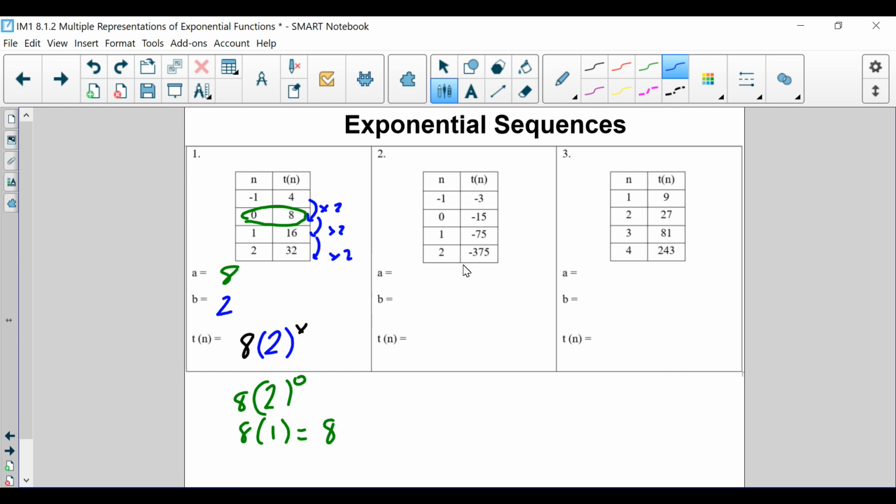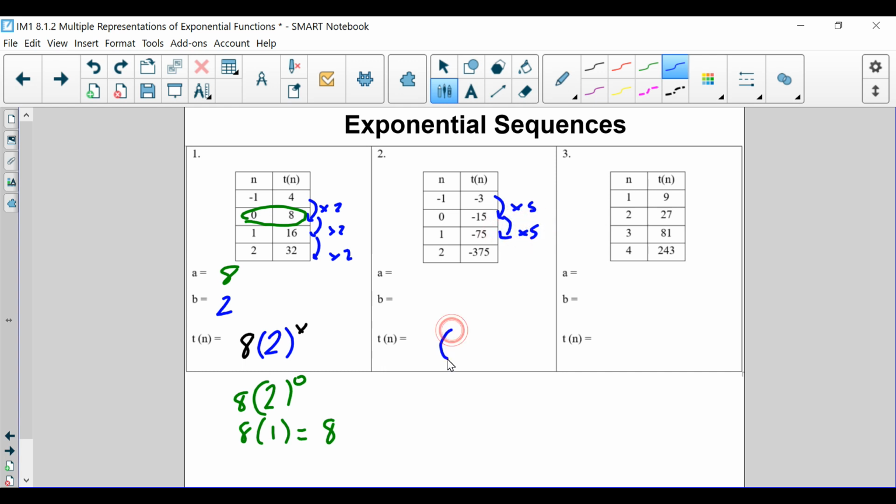What do we notice is the pattern here? So we notice, okay, looks like it's being multiplied by 5. Does everybody see that? It's being multiplied by 5.